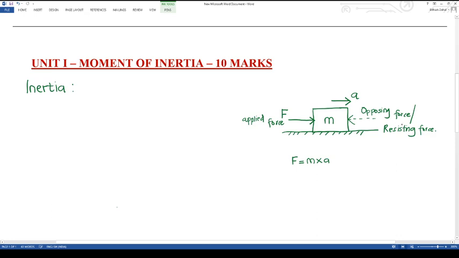Now, why does this opposing force or resisting force act towards the applied force? It is because of the mass of this body. Because there is a mass of this body, this mass will act towards the applied force. So, inertia is nothing but an opposing force to the applied force.